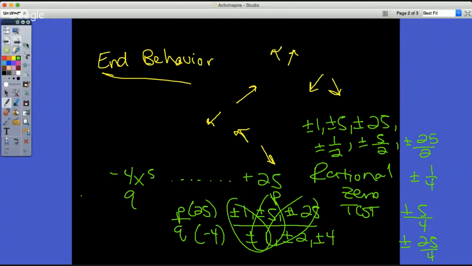And again, notice it did not say to actually put them in. It just said list the possibilities. So again, that's all we're looking at there. Synthetic division, I don't think we had an issue on.